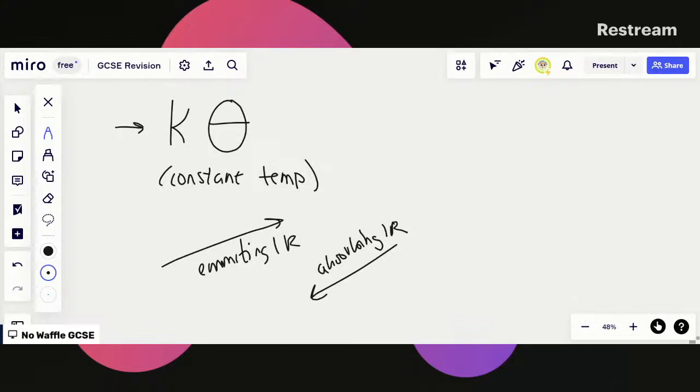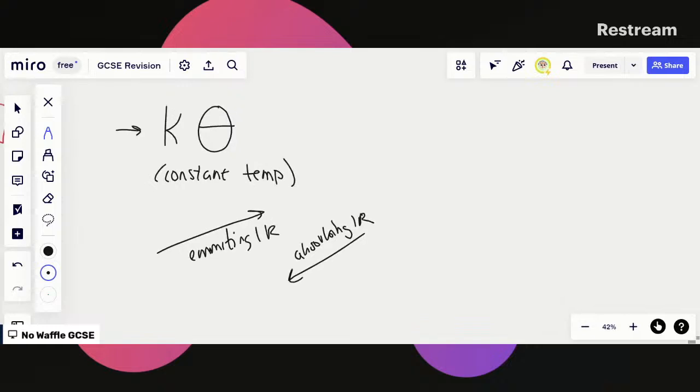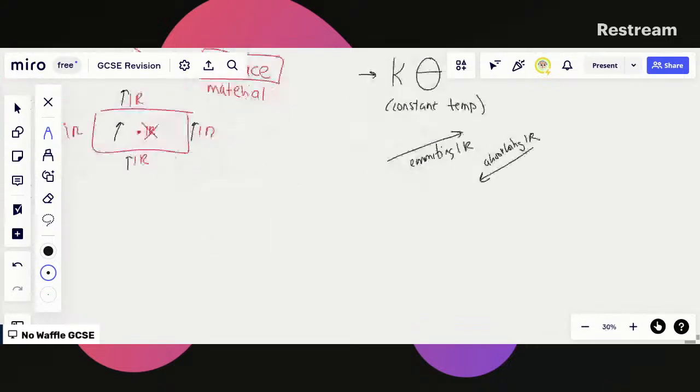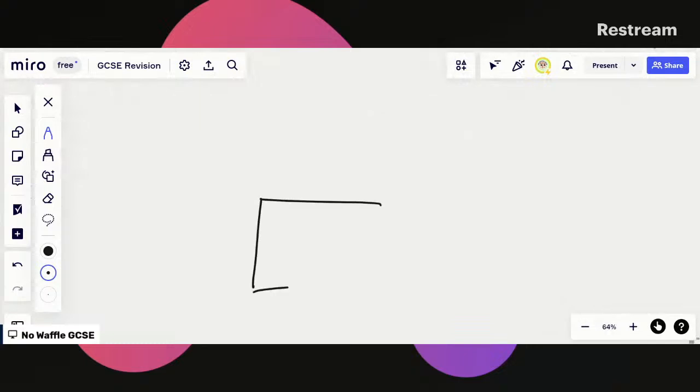Now, some surfaces and some colors absorb and emit radiation much better than others. For example, a matte black surface is much better at absorbing than a white one. And that brings you to the required practical, which is all about the Leslie's cube. The Leslie's cube is a hollow, watertight cube that has different materials on each of its surfaces.